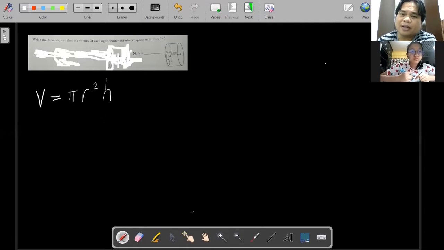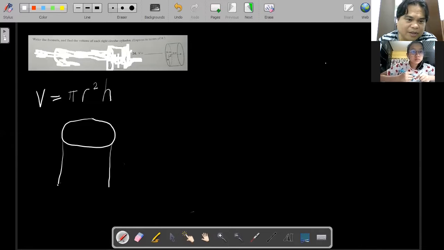Get it? So if you have a cylinder, let me draw it for you. For example, we have a cylinder. This part here is actually the circle, right? This circle has a radius, r, and this is the height. So to solve for the volume of the entire geometric figure, which in this case is the cylinder, that is just the area of the circle multiplied by the height, or pi r squared h.